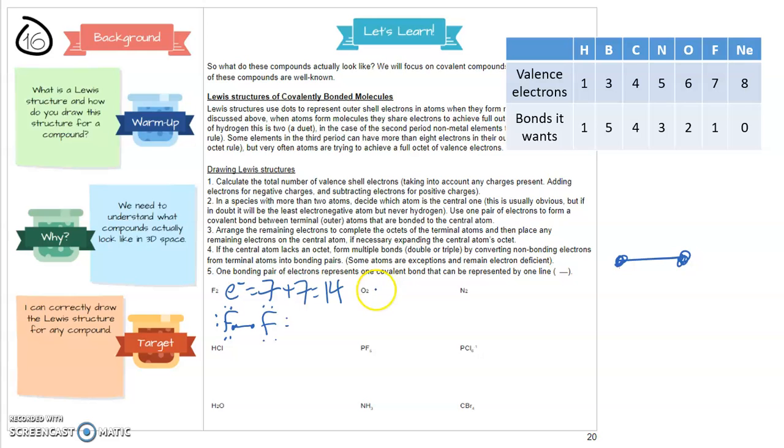Let's try O2. Start by counting up our electrons. Come back to my table. There are 6 valence electrons for each oxygen.